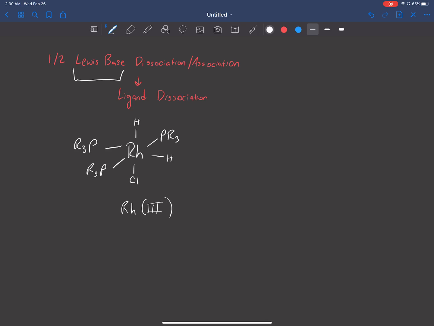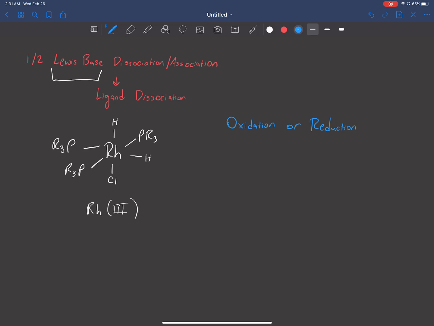Now, you've heard the names of the other reactions, such as oxidative addition or reductive elimination. Whenever you have the words oxidation or reduction, we have a change in our oxidation state. In oxidative addition, the oxidation state goes up. In a reduction, your oxidation state goes down.